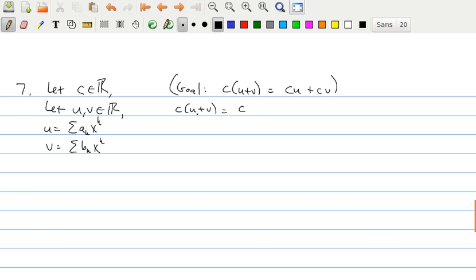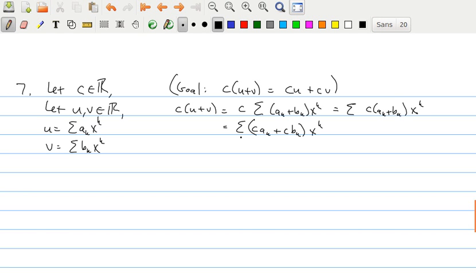So this is c times u plus v, and we've done this before, which gives us the sum of a_k plus b_k, x to the k. As we saw in the previous step, I know that this c can distribute over all the terms because that's how multiplication of polynomials is defined. This gives us the sum of c times a_k plus b_k, x to the k. Now we can use the distributive property of real numbers to distribute the c through, and we get c a_k plus c b_k, x to the k.